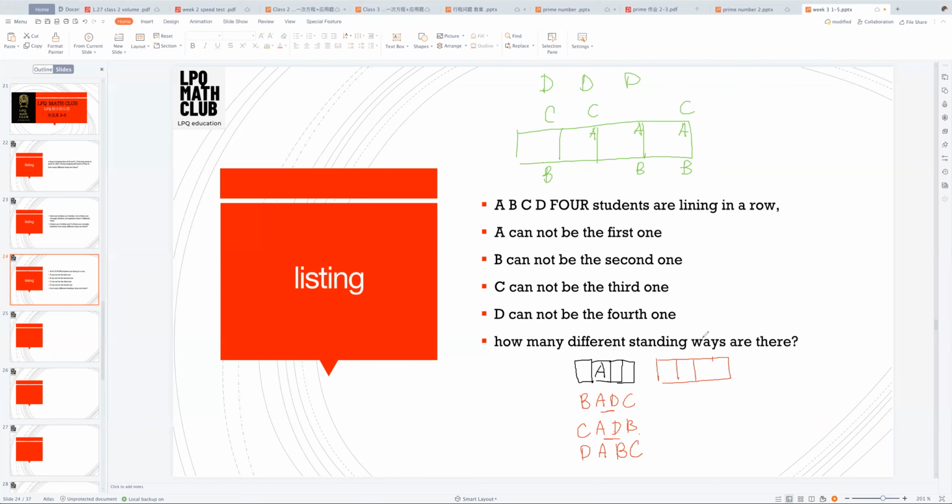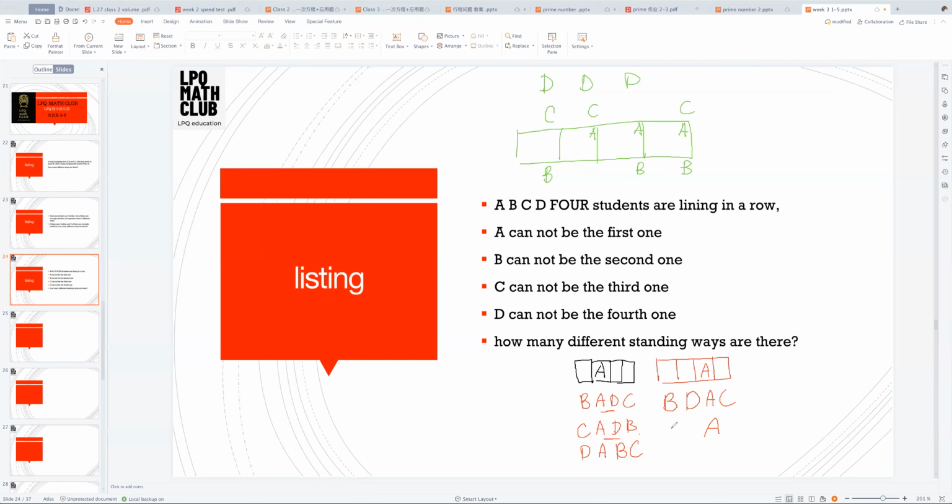When A is on the third, you can see who can be the first. I just put B the first, D the second, and A, C. Why can't I put C here? Of course I can put C on the second, but if C is on the second, D cannot be the last. So again, I'm going to still put A here.